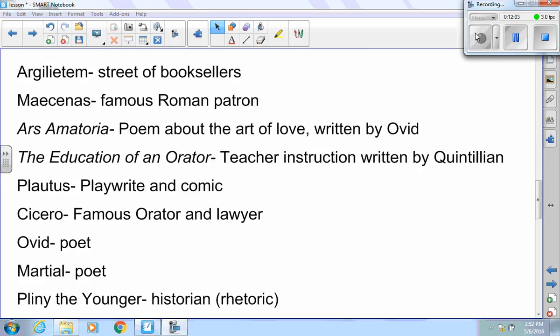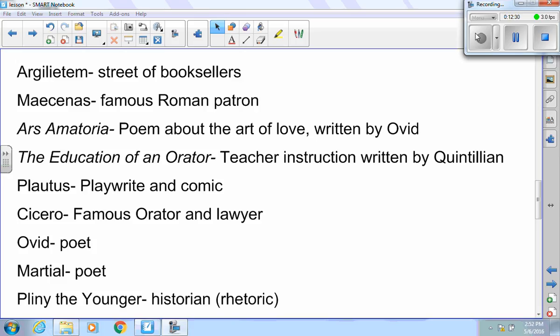Here are some cultural terms. The Argiletum was a street that was reserved for booksellers. Maecenas was a famous Roman patron. He loved writers. Ars Amatoria is a poem about the art of love written by Ovid. The Education of an Orator is a teacher instruction manual written by Quintilian. Plautus was a playwright and a comic. Cicero was a famous orator and a lawyer. Ovid was a poet. Martial was a poet.